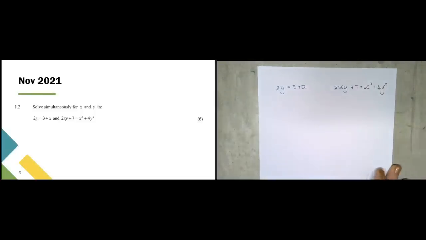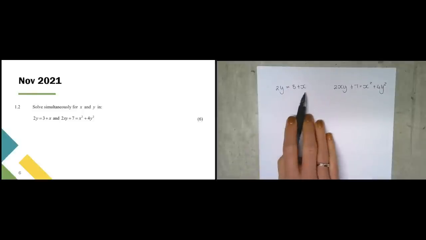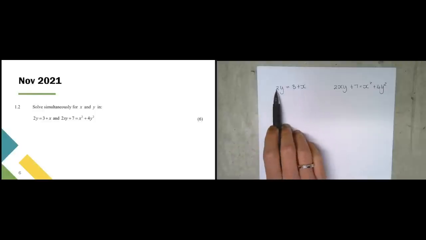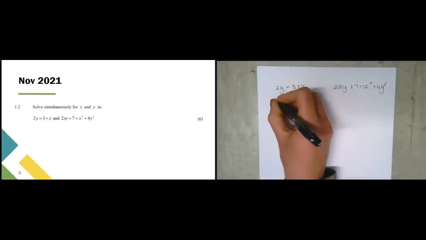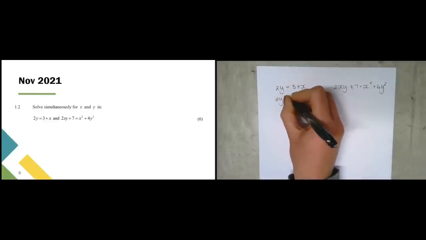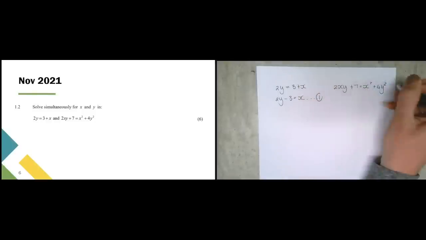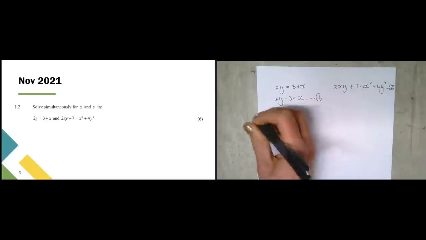If you change the subject of the formula, in this case, I would have made the first equation say x equal, just so I did not have to divide by the 2 in front of the y and deal with a fraction. So I would say 2y minus 3 equals x. So I would have made x the subject of my formula, equation 1 and equation 2.